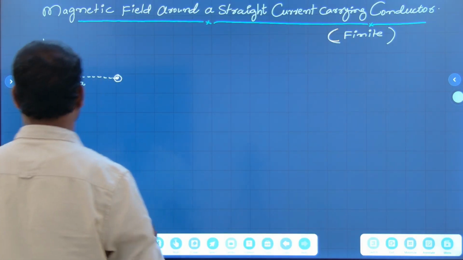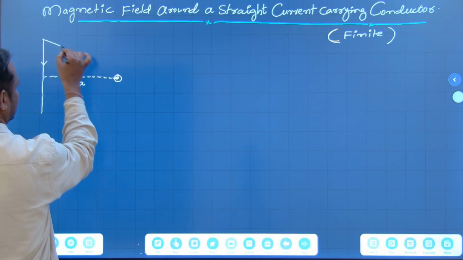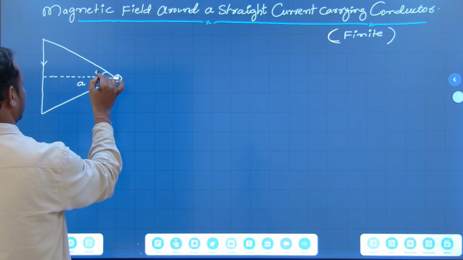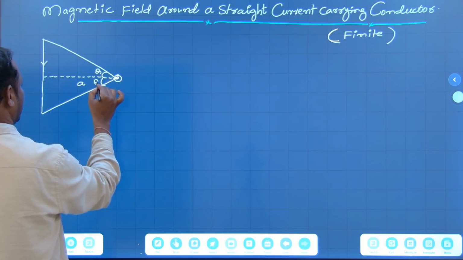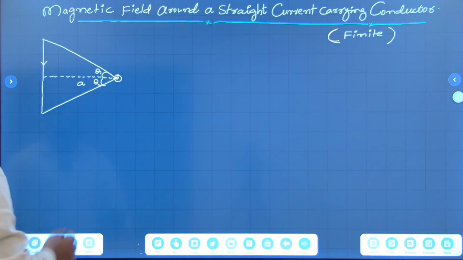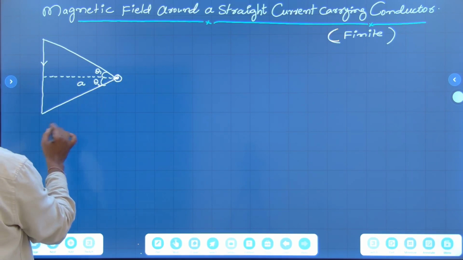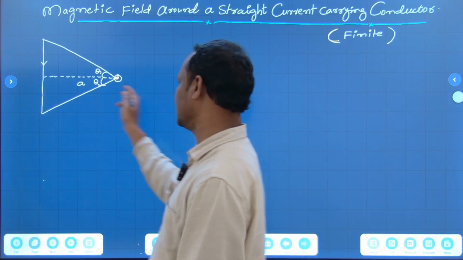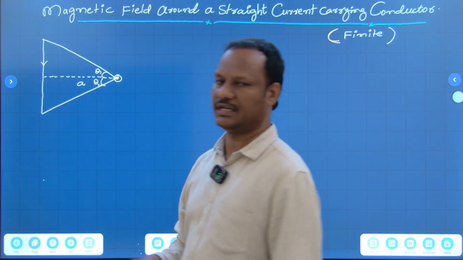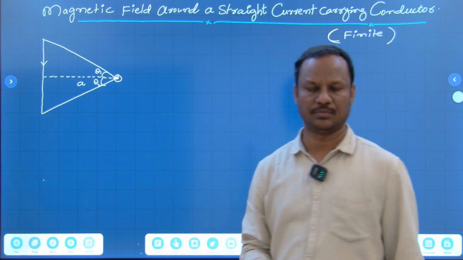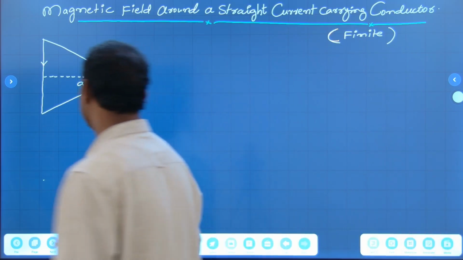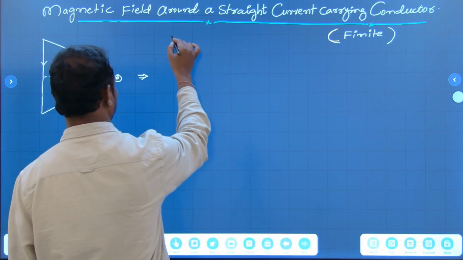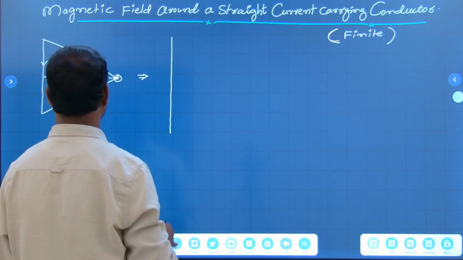Now the line joining from here makes an angle theta 1, and the next one makes an angle theta 2. The downward angle is taken negative, measured from this perpendicular length, and the upward angle is taken as positive. So this is a finite length.